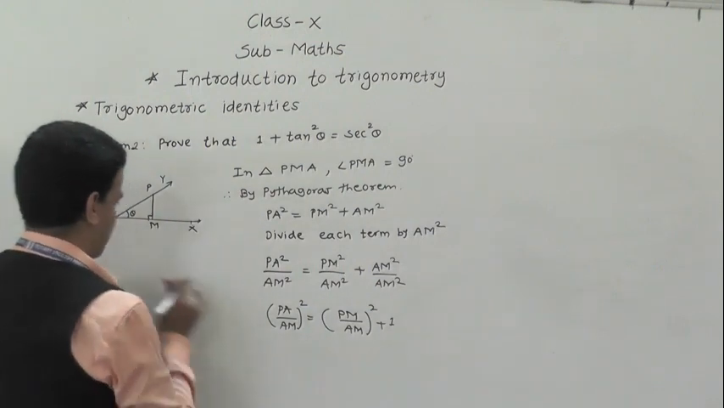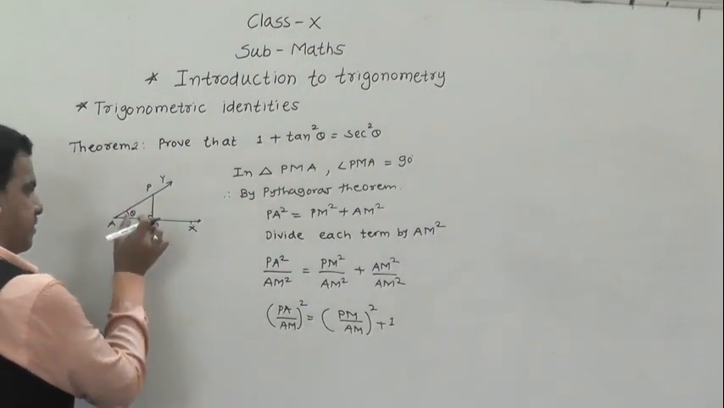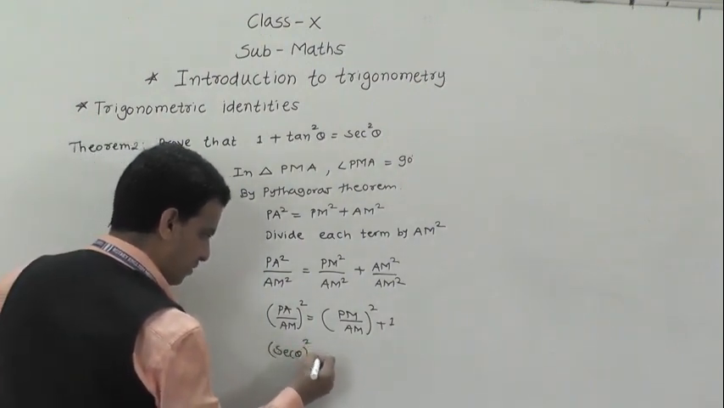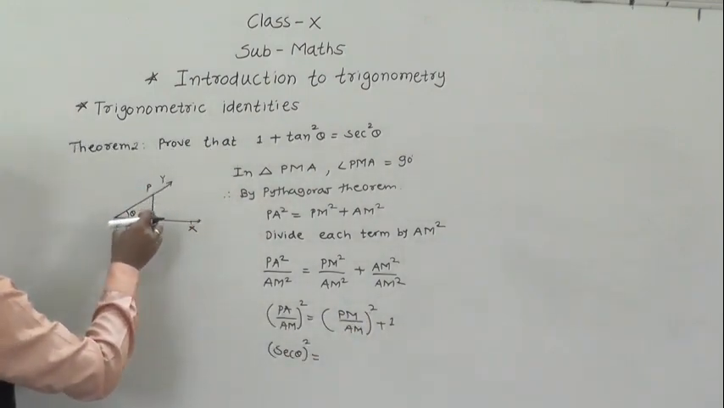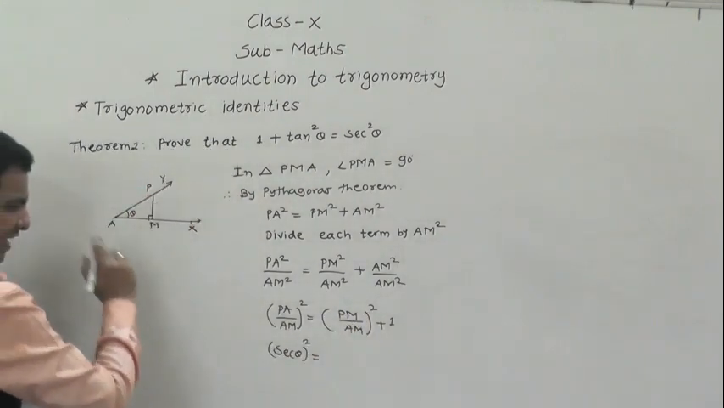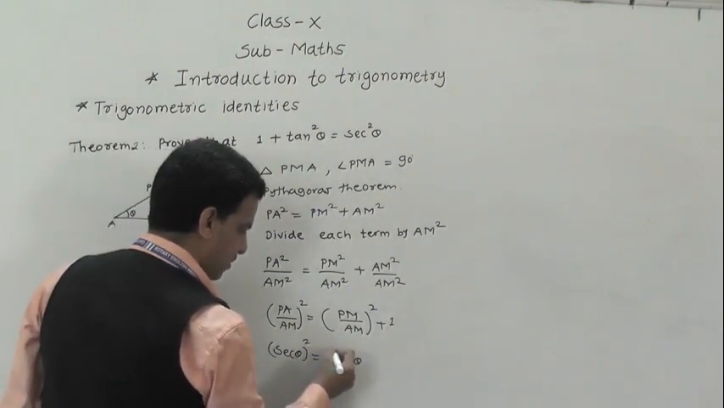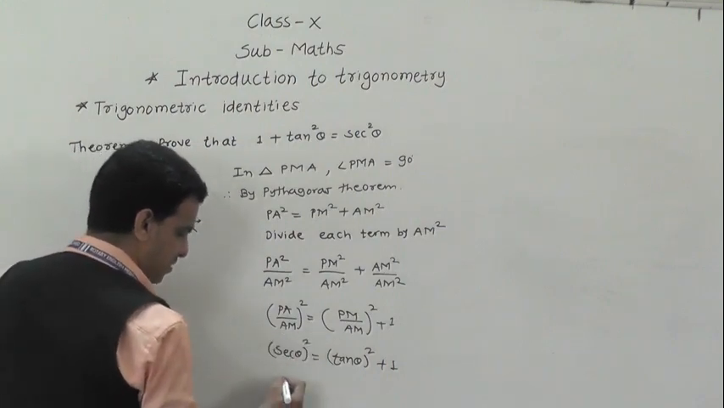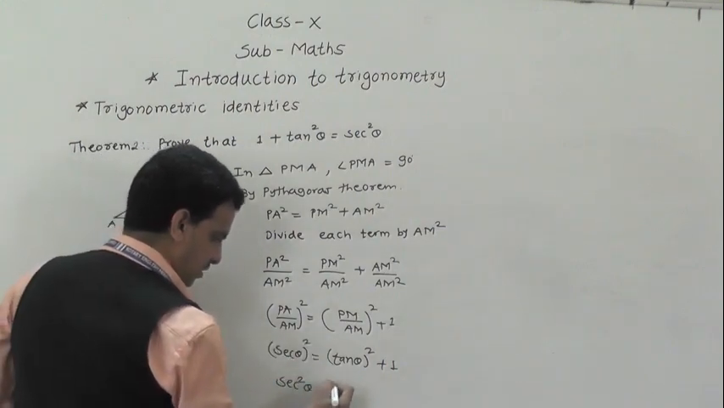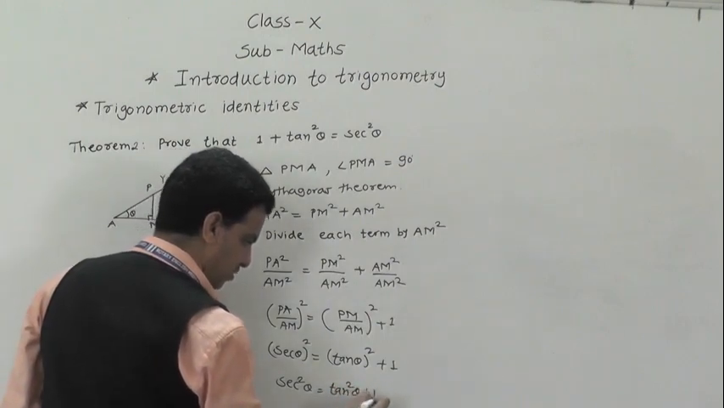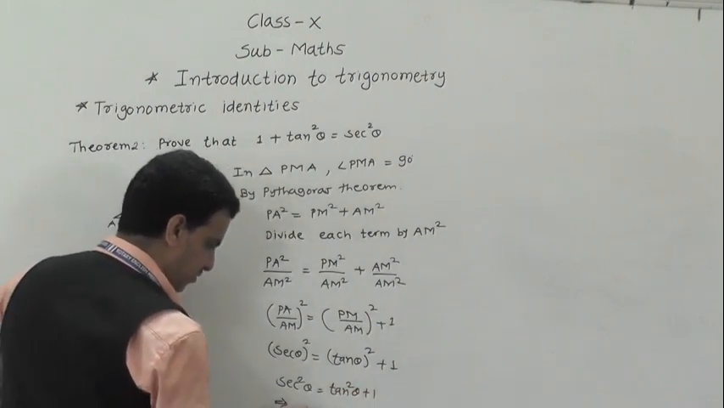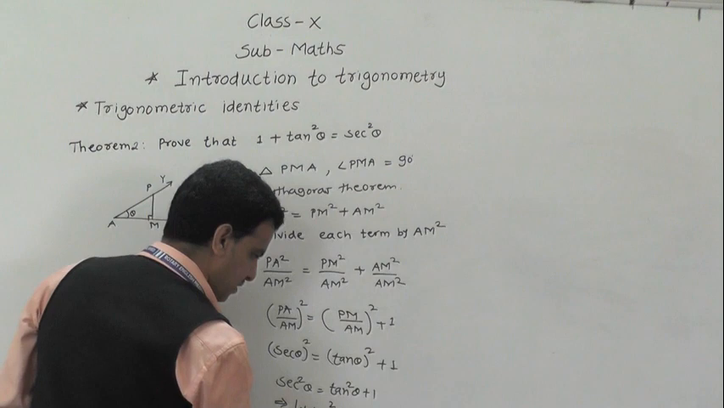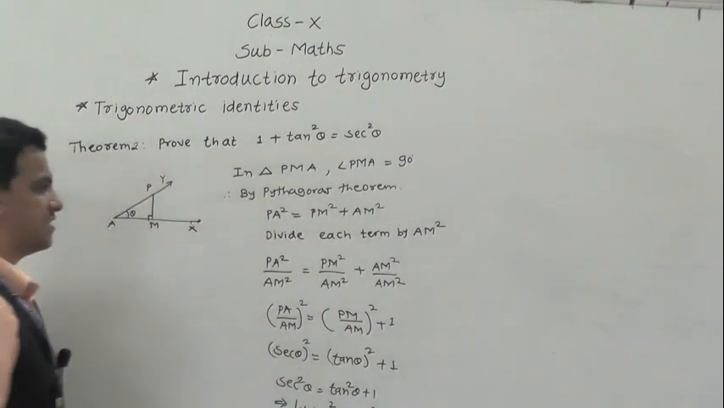Because the definition of sec is hypotenuse by adjacent, so this is (sec θ)². PM by AM, for reference of theta, is tan theta. So (tan θ)² + 1. So this identity we can write: sec²θ = tan²θ + 1, or if we rearrange this, 1 + tan²θ = sec²θ. So this is the second identity.